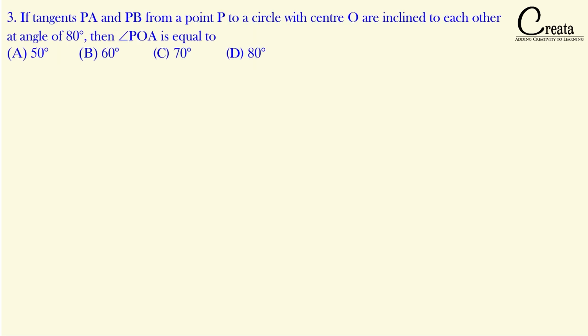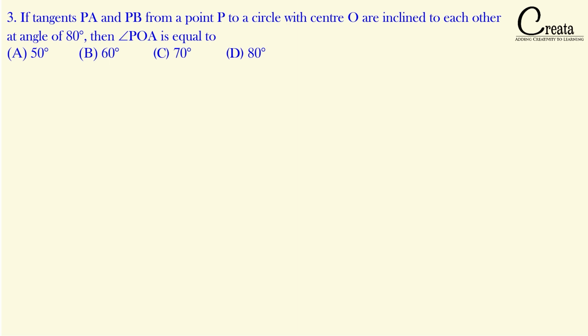Let's move to question number 3. If tangent PA and PB from a point P to a circle with center O are inclined to each other at angle 80°, then angle POA is equal to, 4 options are given. Let's approach this question.